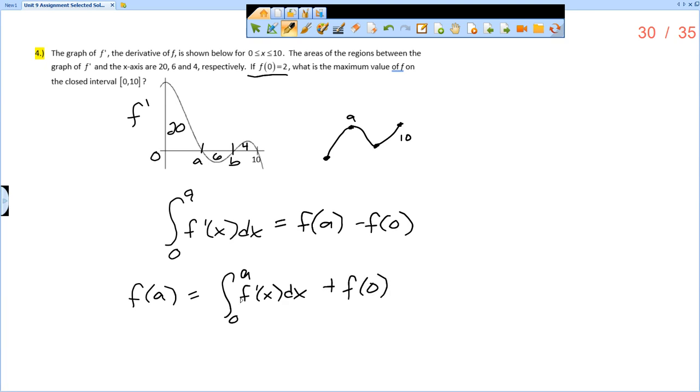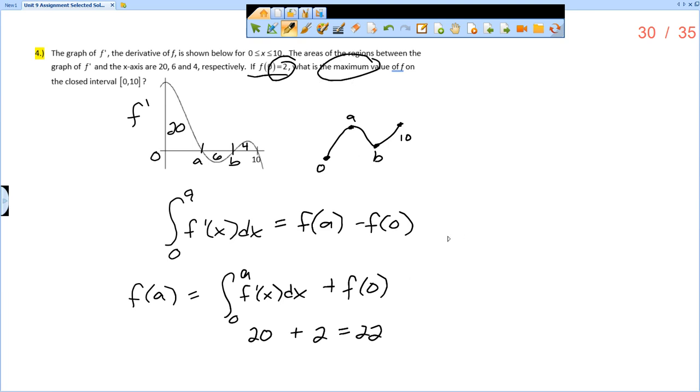All right, so what is the integral from 0 to a? Well, that's 20, right? We were given that. So 20 plus f of 0, which you're told is 2. So f of a is 22. Now, the next thing you can say is, well, it could occur at 10. It cannot occur at b because that's a local minimum. And it cannot occur at 0 because the derivative is positive after that, so it would only be increasing. So those could be minimums, but we're looking for the maximum.